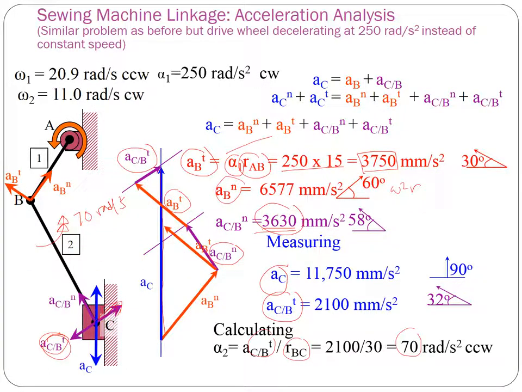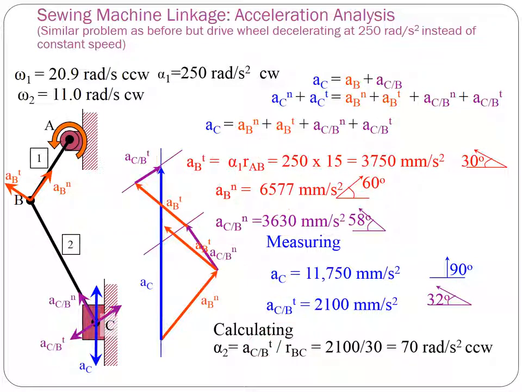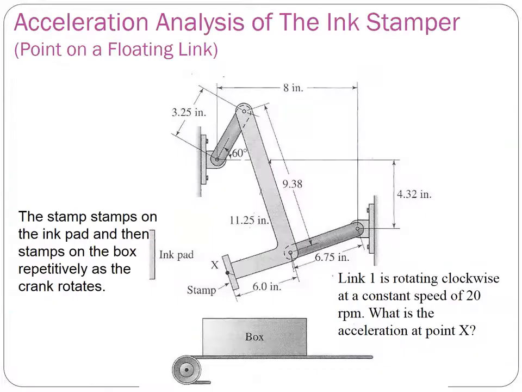You can have a slightly different approach in drawing this. So instead of having ACBN and then continuing to ABT, we can have ABN continue with ABT, then add on.